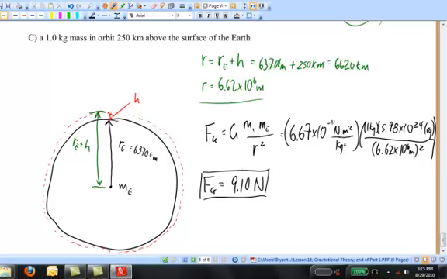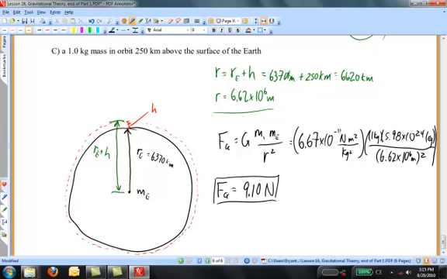So, what we've seen is that there's a universal gravitational force. We've seen what the formula is. We've computed some numerical examples, and now we're ready to go on to other things.